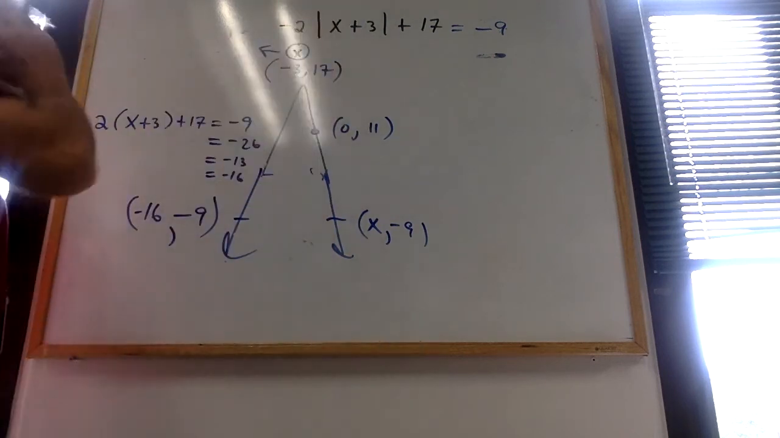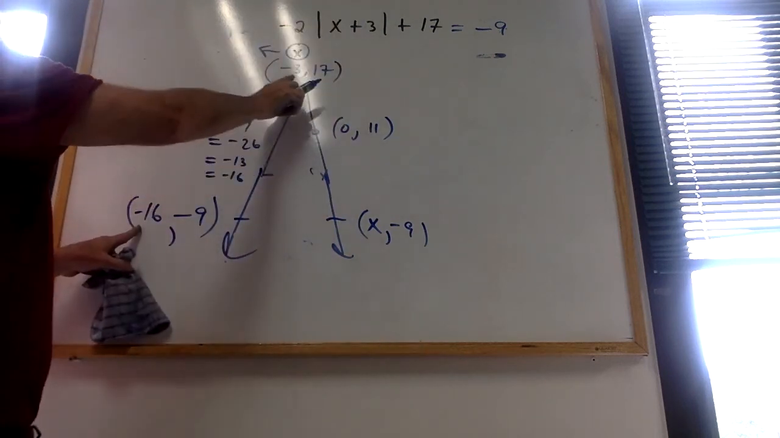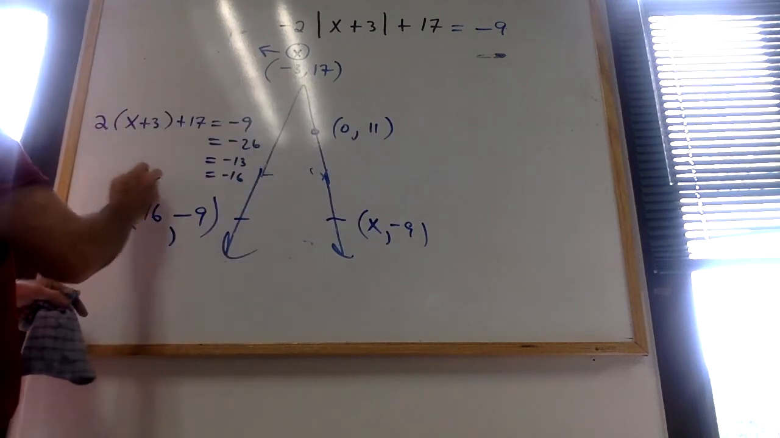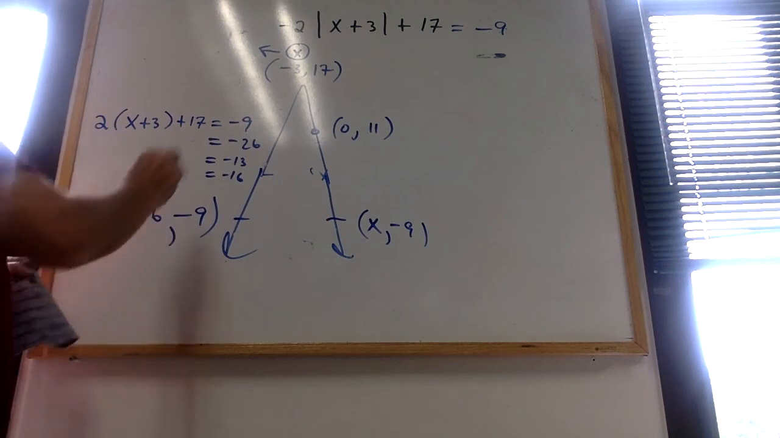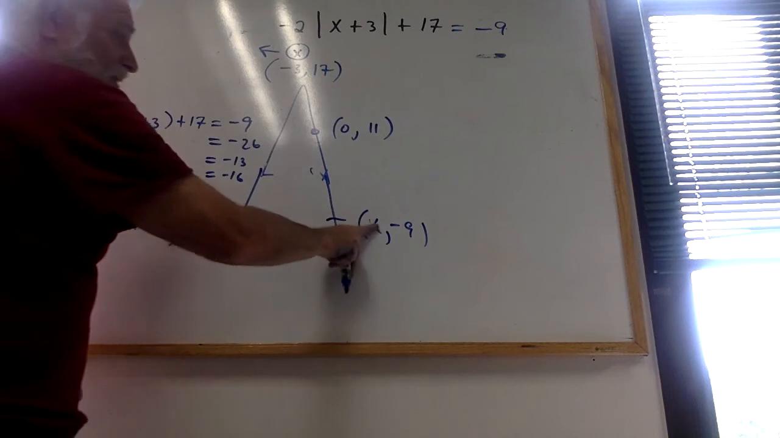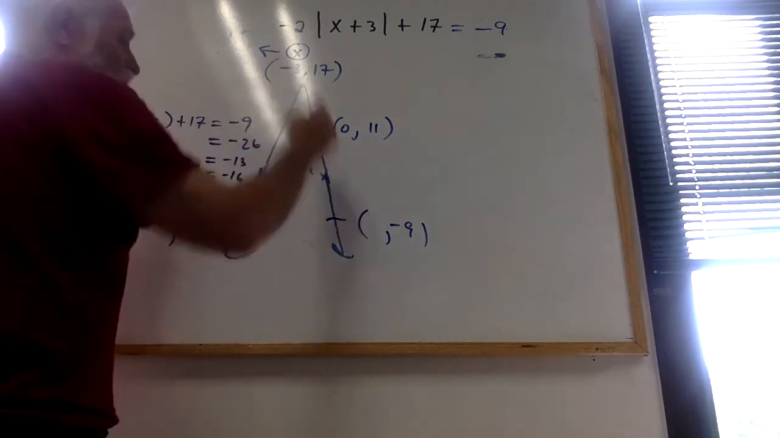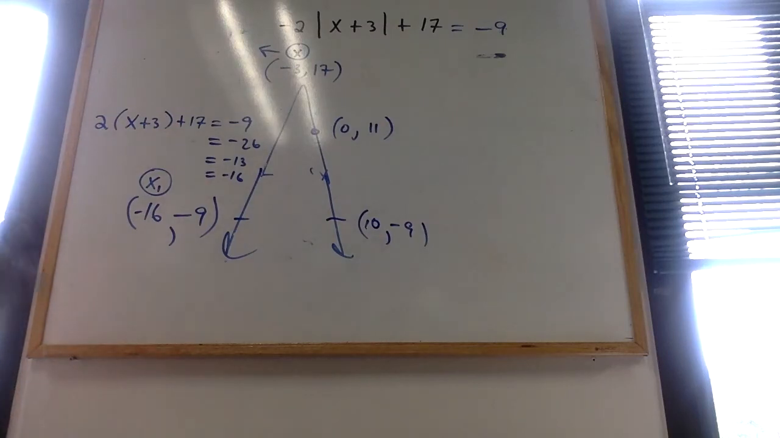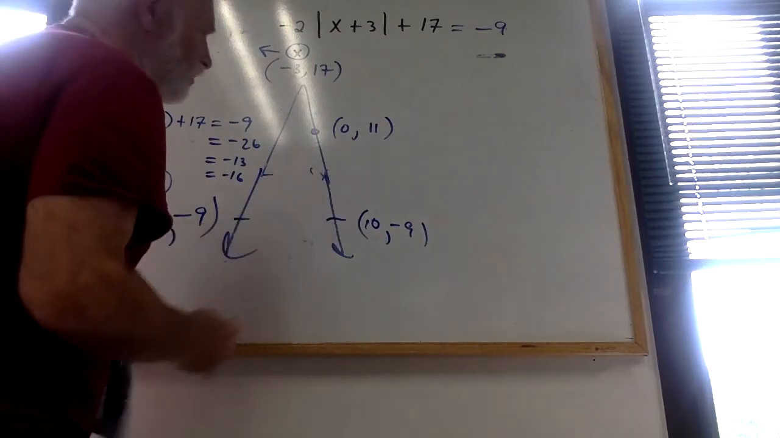Now, it's not cheating, but these numbers are 13 units apart. My first x that I found is 13 units from -3, which means this answer has to also be 13 units. So we're going to get 10. But let's make sure by solving it.